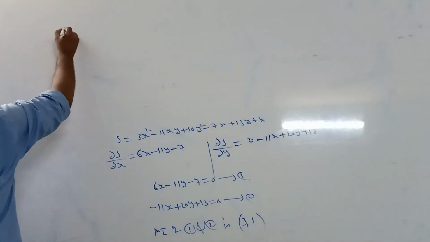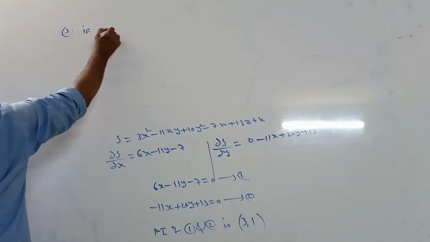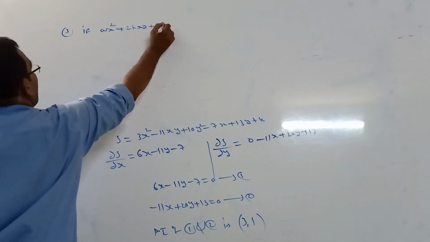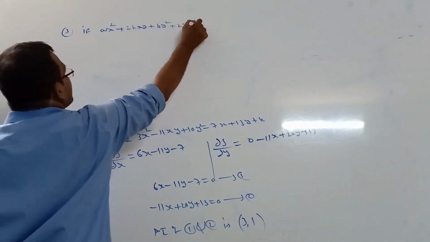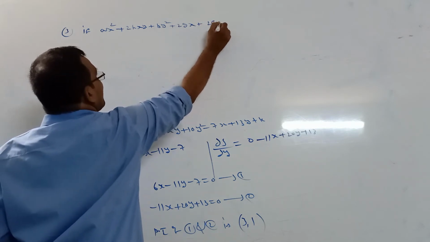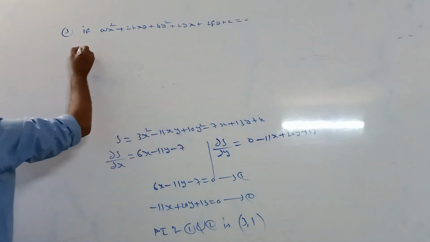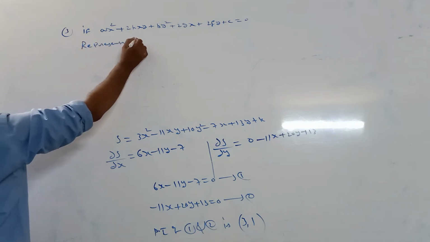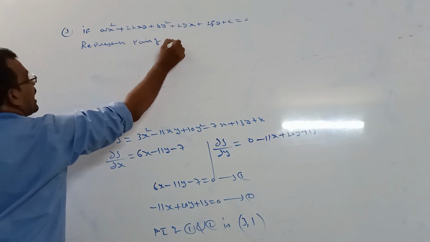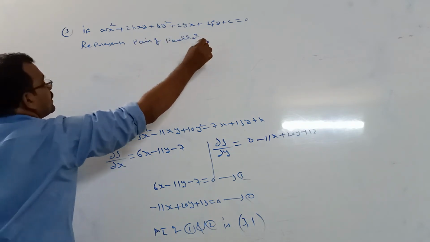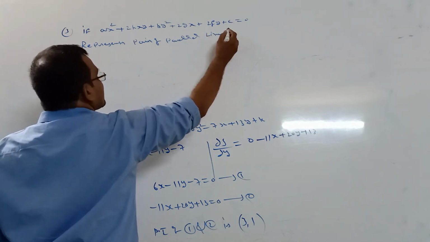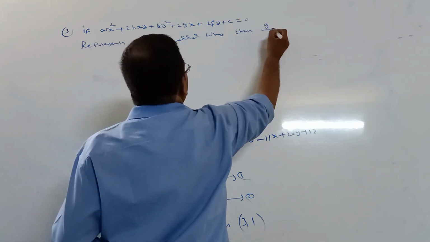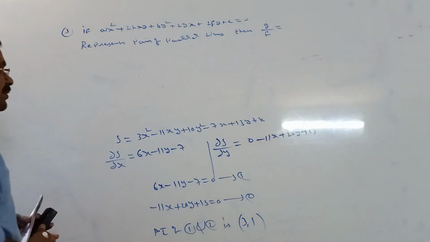Next, if ax square plus 2hxy plus by square plus 2gx plus 2fy plus c equal to 0 represents a pair of parallel lines, then g by f equal to?